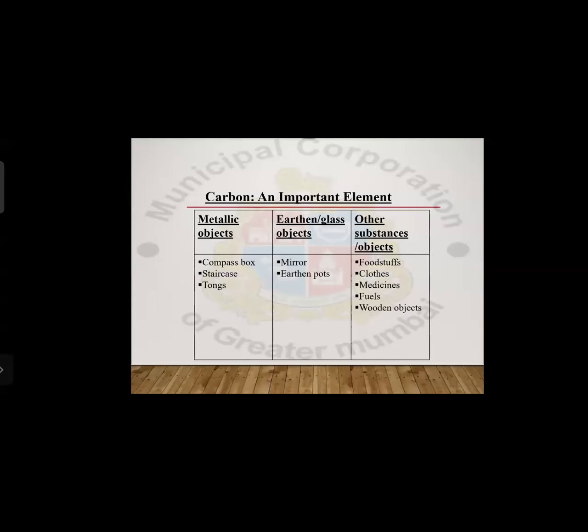Even our DNA, which carries the hereditary material from one generation to another, also contains carbon. The question was, what is a compound? A compound is a substance which is formed from one or two elements by mixing them together.